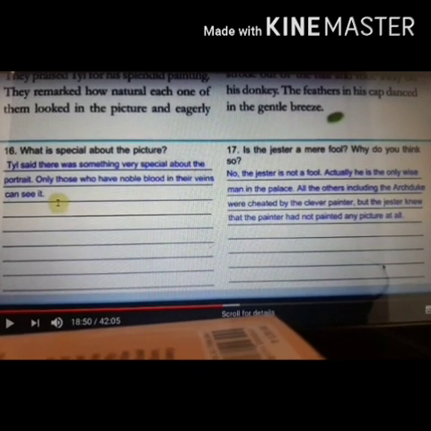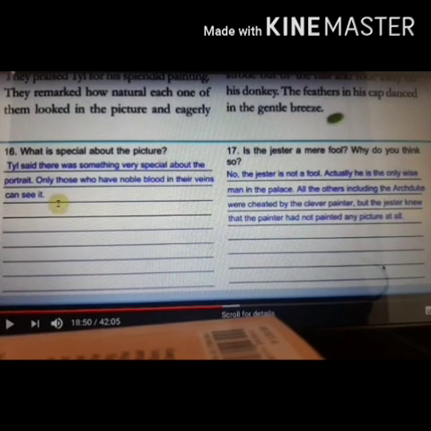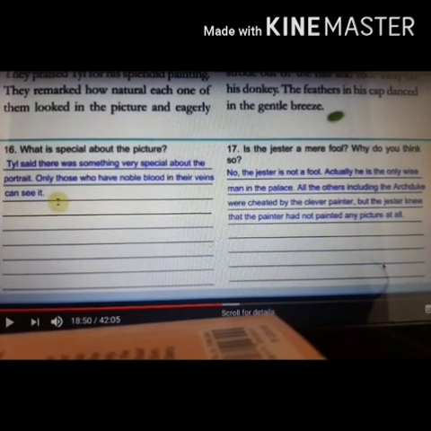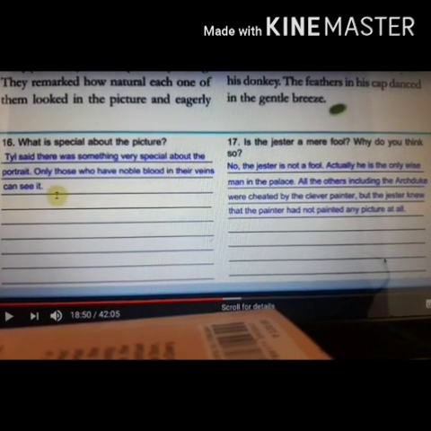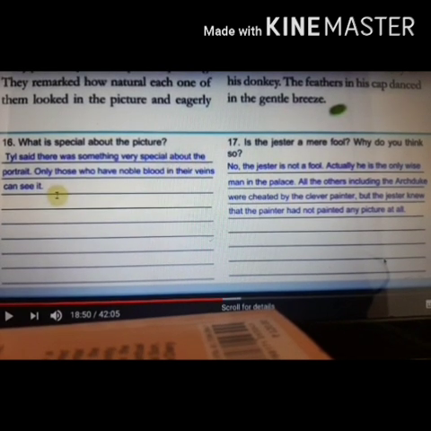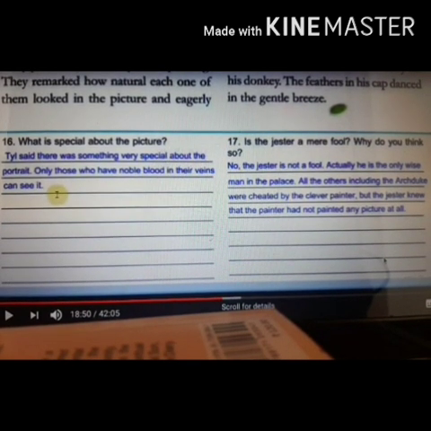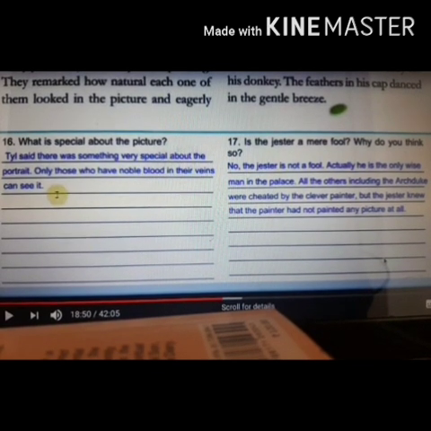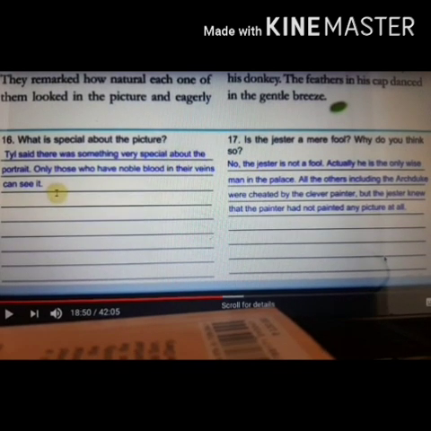17. Is the jester a mere fool? Why do you think so? No, the jester is not a fool. Actually, he is the only wise man in the palace. All the others, including the Archduke, were cheated by the clever painter, but the jester knew that the painter had not painted any picture at all.